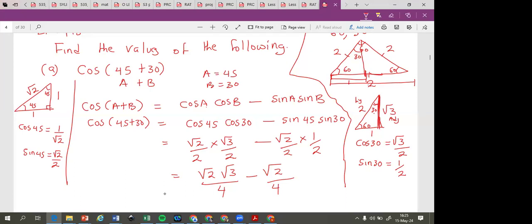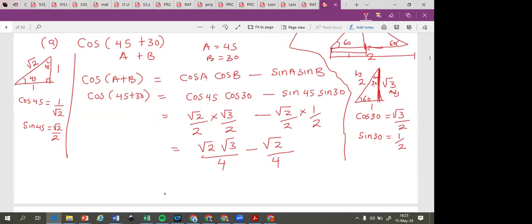Now, when you look here, you can notice that 4 is common and root of 2 is common. So I can come out in the numerator, root of 2 is common, and in the denominator, 4 is common. So I can factor it out, and I remain with the root of 3 minus 1. And now that is what we call cos of 45 plus that.